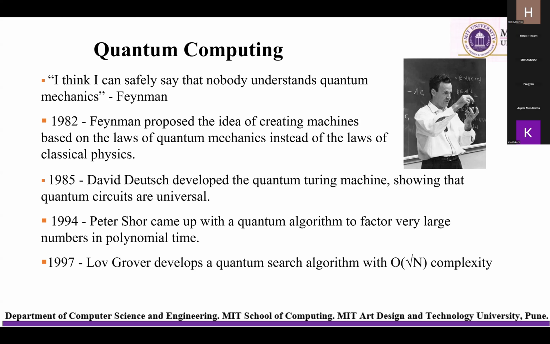groundwork for quantum computation. In 1994, Peter Shor developed a quantum algorithm capable of factoring large numbers in polynomial time, marking a major breakthrough. In 1997, Lov Grover introduced a quantum search algorithm, demonstrating quantum computers' potential for faster problem solving than classical methods.